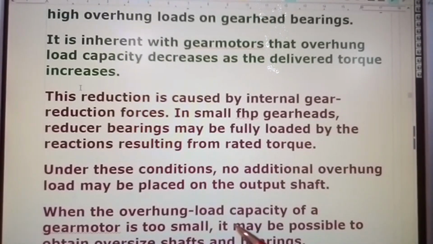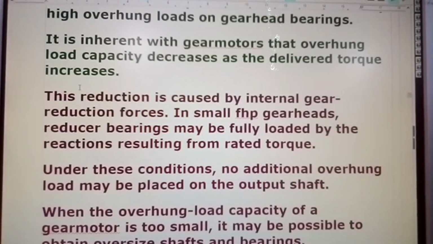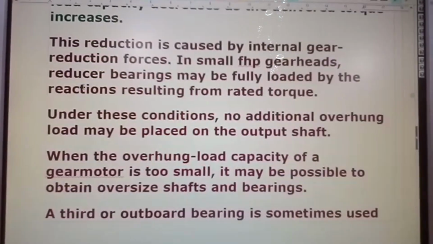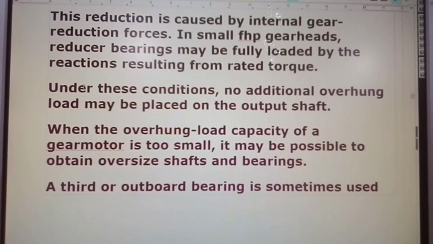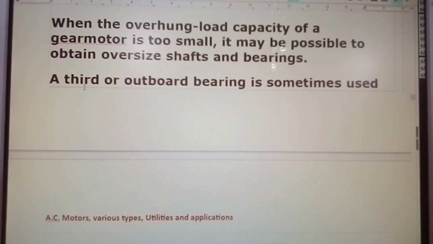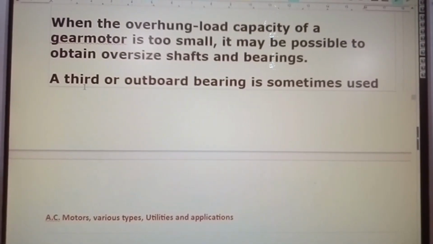When the overhang load capacity of a gear motor is too small, it may be possible to obtain oversized shafts and bearings. A third or outboard bearing is sometimes used to support the end of the drive shaft.